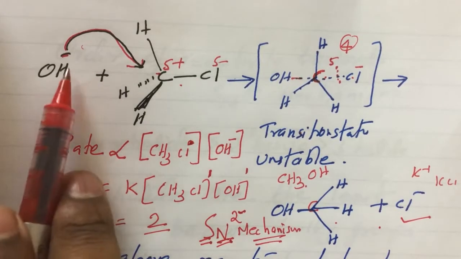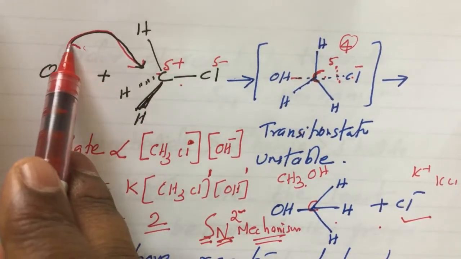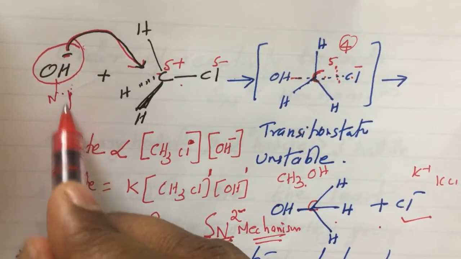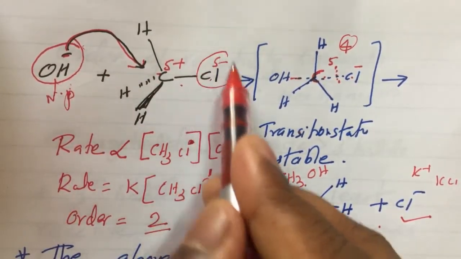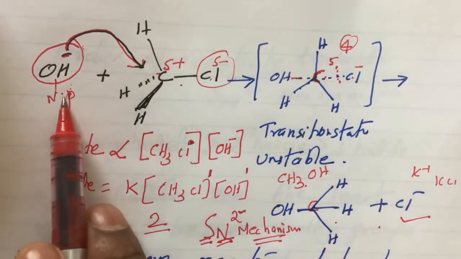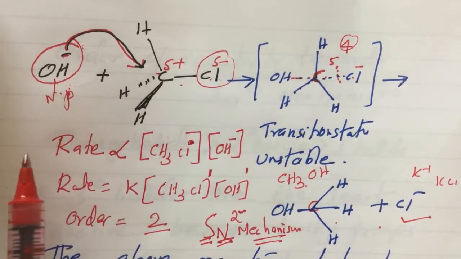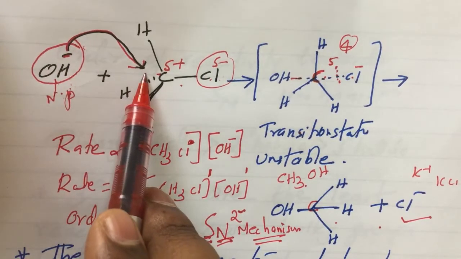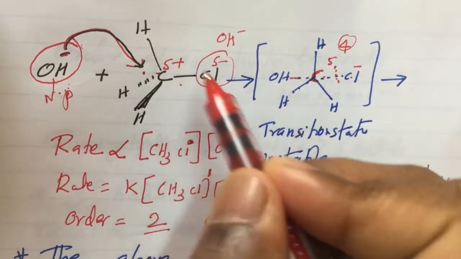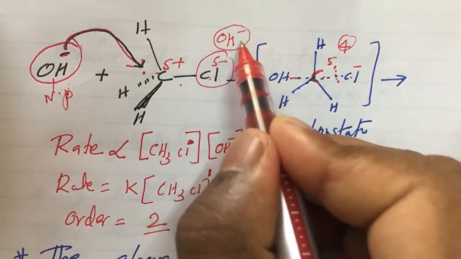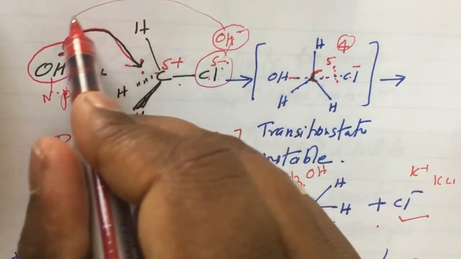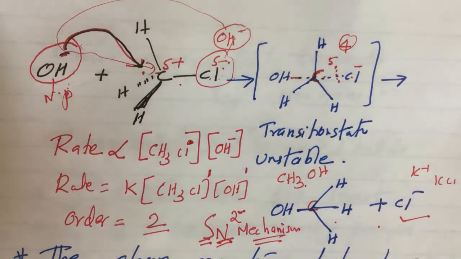Clear? And why is it called nucleophilic substitution? Because OH minus is a nucleophile and this nucleophile replaces Cl minus through this reaction. So it is called a nucleophilic substitution reaction. And one more question: why is OH minus attacking from the back side? Why not from the front side? Because from the front side OH negative and Cl minus make a repulsion. To avoid that repulsion, OH minus attacks from the back side.